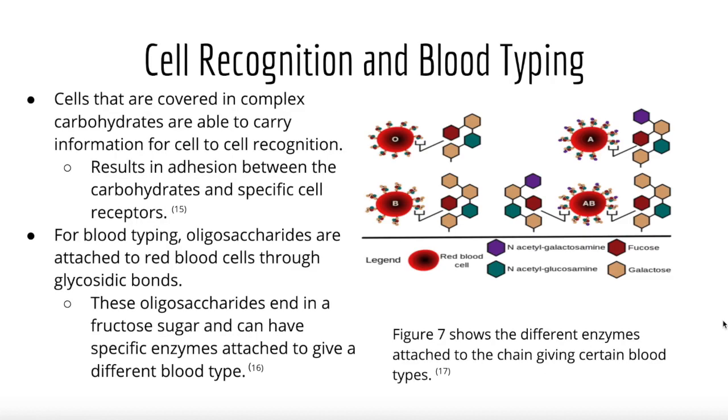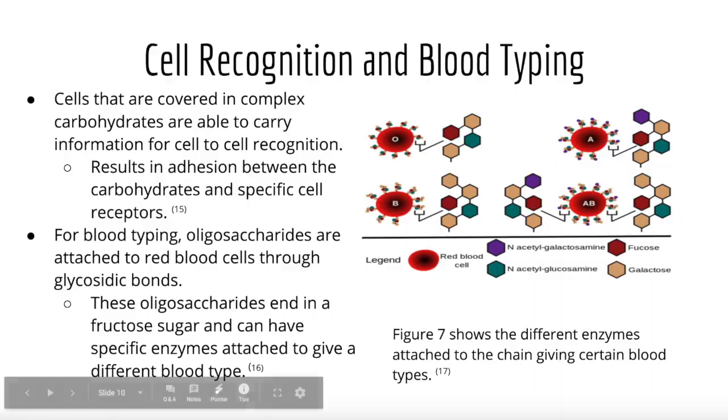Cell recognition and blood typing. Cells that are covered in complex carbohydrates are able to carry information for cell-to-cell recognition. This results in adhesion between the carbohydrates and specific cell receptors. For blood typing, oligosaccharides are attached to red blood cells through glycosidic bonds. These oligosaccharides end in a fructose sugar and can have specific enzymes attached to give a different blood type. Figure 7 shows the different enzymes attached to the chain giving certain blood types, such as A, B, AB, and O.